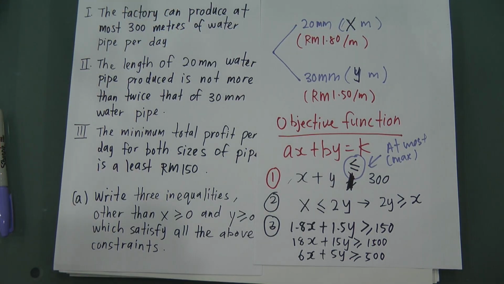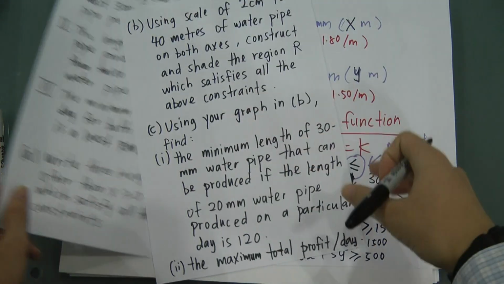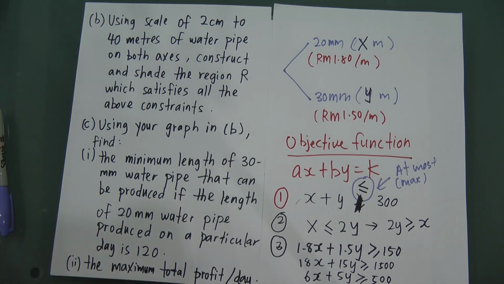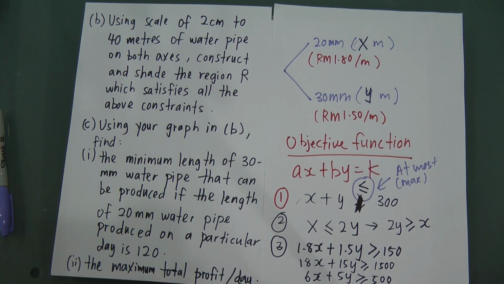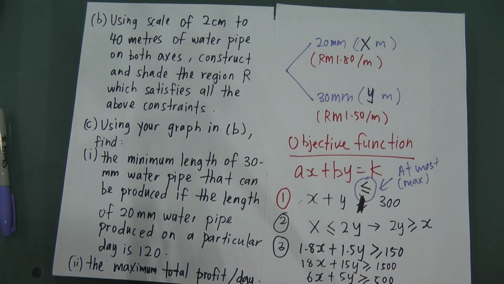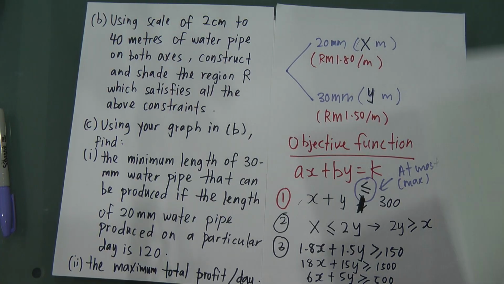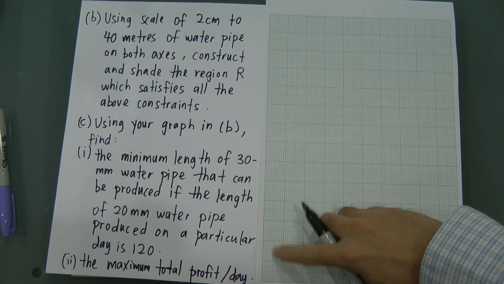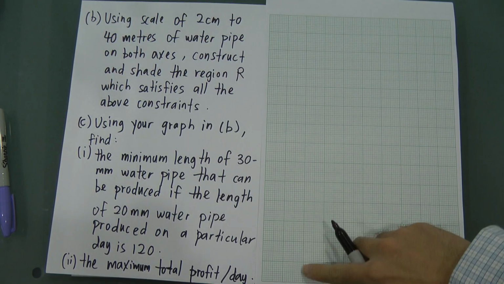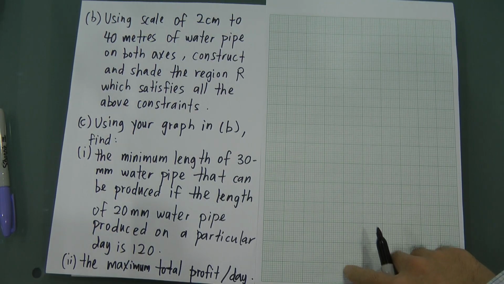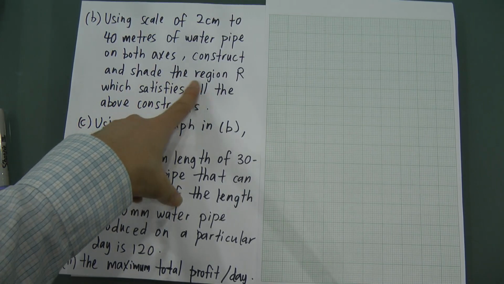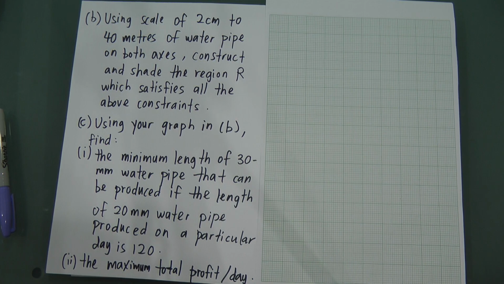Then part B. Part B, he asks you what? Using 2 cm to 40 meters of water pipe on both axes. On both axes, that means you have to draw the graph based on what he wants. Both axes will be the x axis and y axis, so this is like 0, 40, 80, 120, 160. Same thing here, 40, 80, 120, 160, something like that. After that he asks you to construct and shade the region R which satisfies all the above constraints.